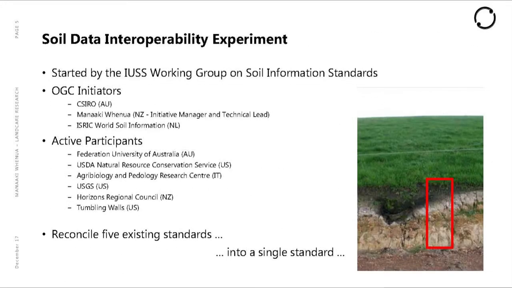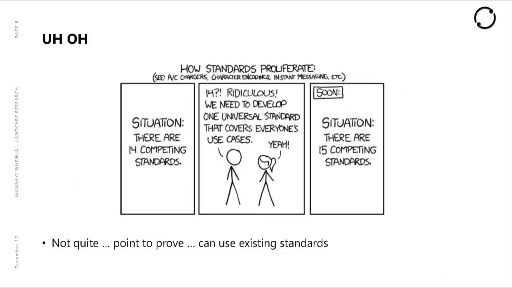So the Soil Data Interoperability Experiment was convened out of the International Union of Soil Sciences Working Group for Soil Information Standards. It was initiated by CSIRO, ourselves, who also provided the management and the technical leadership, with participants from Australia, the US and Europe. And the idea initially was basically to reconcile 5 existing standards into a single standard. And that's usually the point where people panic, because this XKCD cartoon is quite correct. But we did actually have a point to prove in here, which was some of those 5 standards didn't need to exist in the first place, and we could go back to existing standards.